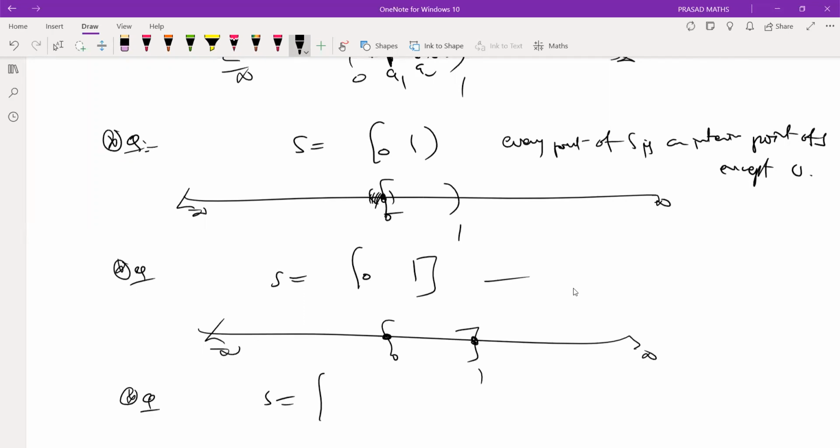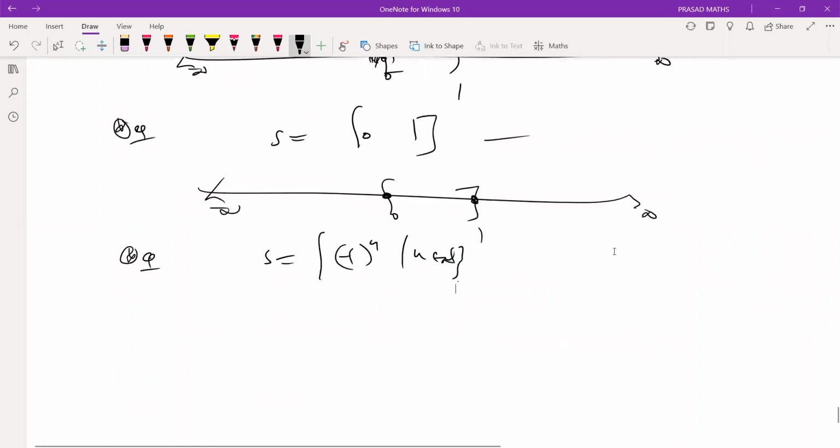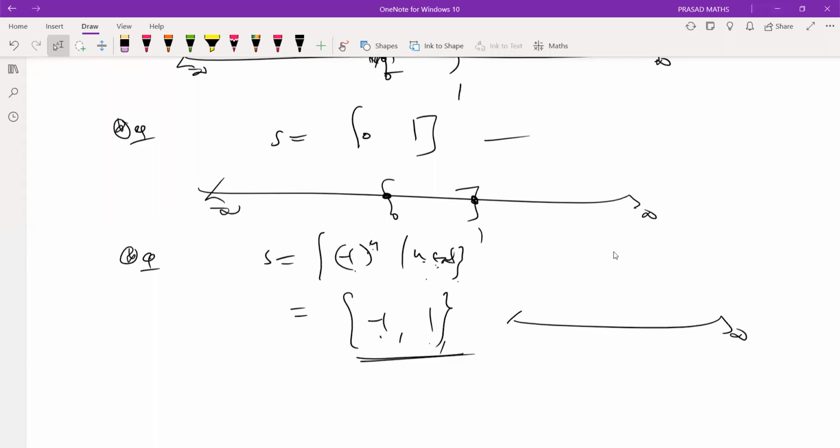We take S equal to {(-1)^n such that n belongs to the natural numbers}. Does it have interior points? What is my set? When you take n equals 1, we get -1. When n equals 2, we get 1. When n equals 3, again -1. When n equals 4, again 1. So it is a finite set. Does it have interior points? No. Because you give me any neighborhood, this neighborhood contains infinitely many rationals and irrationals, which are not inside the set. Is it a neighborhood of 1? No. The neighborhood contains many rationals and irrationals which are not inside the set. So it has no interior points.